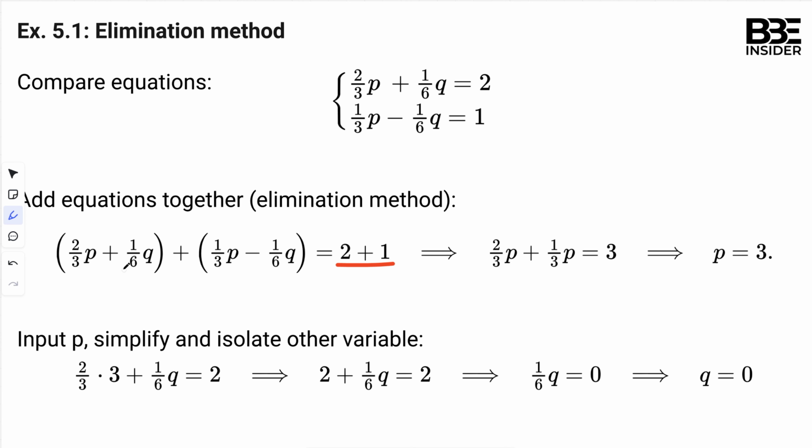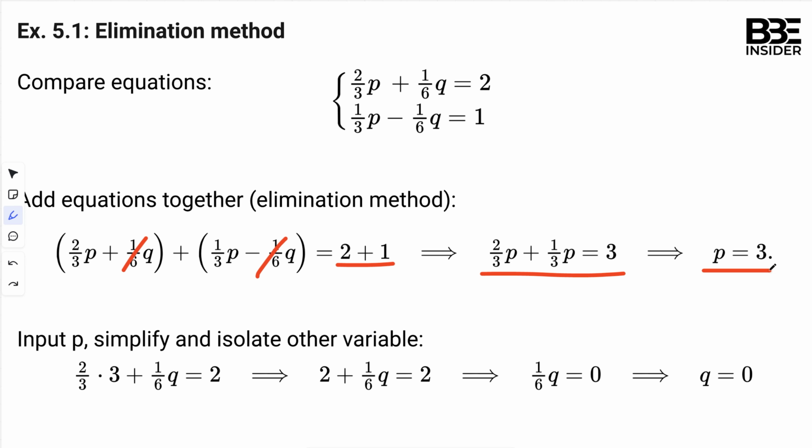So, we said that the terms covering q will cancel out. This is very obvious because they have a different sign, but the same coefficient and the same variable. Therefore, the only thing that is left is 2/3 times p plus 1/3 times p equals 3, as you can see here. If we just add these fractions together, we obtain p equals 3. And this is the easiest way we can calculate one unknown variable in this particular case.